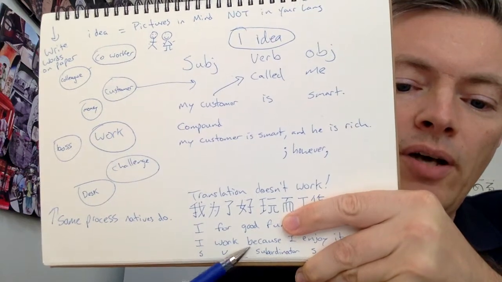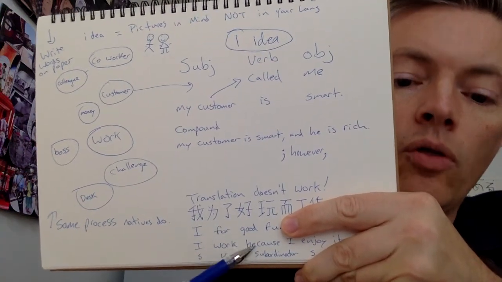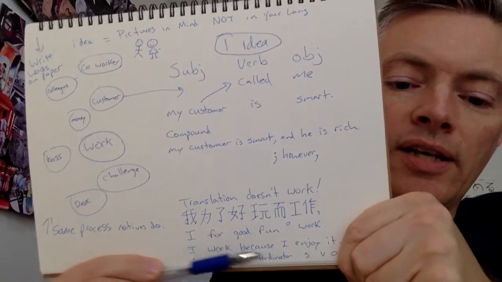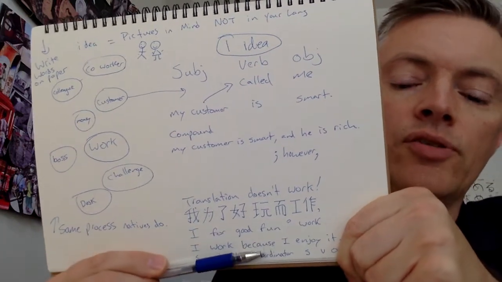You see here I have "because." That's a complex sentence. Okay, so although, because, any of those words. It's just the same thing though. It's just two ideas connected. "I work" is one idea and "I enjoy it" is another idea. And "because" tells you the relationship.